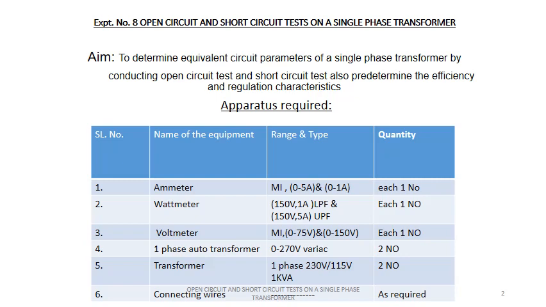Before going to the experiment, we should know the purpose of the open circuit test and the short circuit test. The purpose of the open circuit test is to determine the no load current and losses of the transformer, because of which the no load parameters are determined. This test is performed on the primary winding of the transformer. The ammeter, wattmeter and voltmeter are connected to the primary winding.